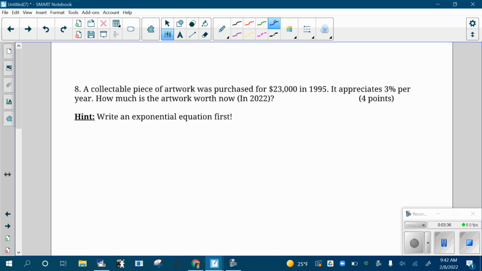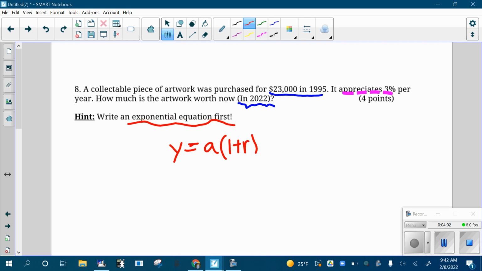It's telling us a piece of art has a starting value of this. It appreciates 3% a year, and it's asking us how much is it worth now in 2022. They give us a really good hint, which is to write an equation first. My equation is going to look like this. It's appreciating, so I'm going to do 1 plus R to the n. My A is my starting amount.